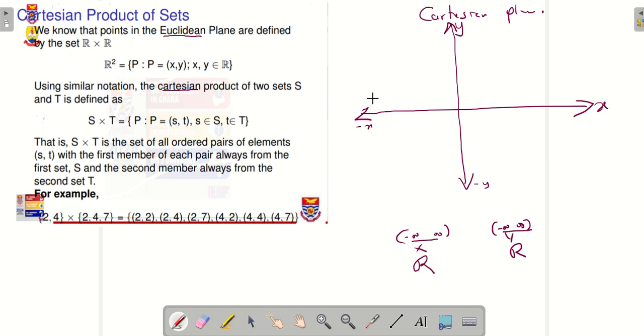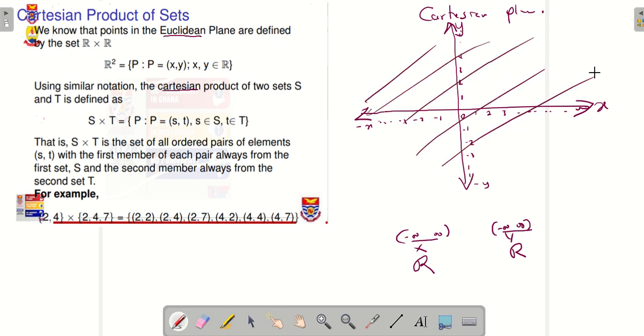Therefore, when I pick this Cartesian plane, 0, 1, 2, 3, it goes on and on up to infinity. Negative 1, negative 2, negative 3, on and on up to infinity. Positive 1, 2, 3, 4, on and on up to infinity. And the same thing applies down. Now looking at this plane, all this is called a plane.